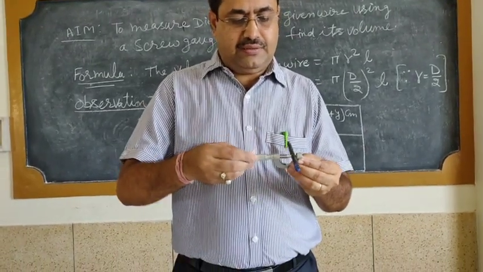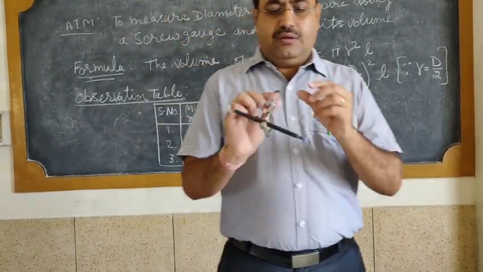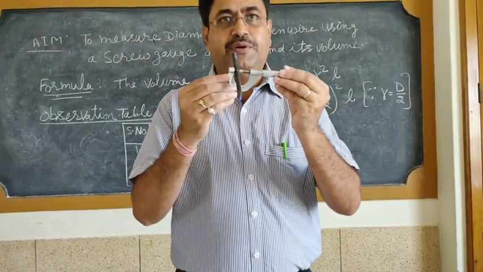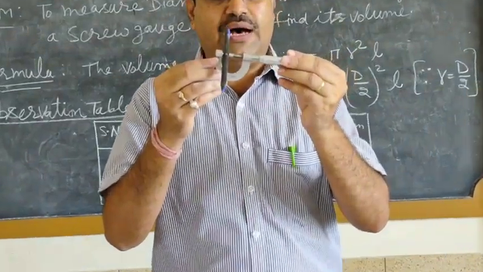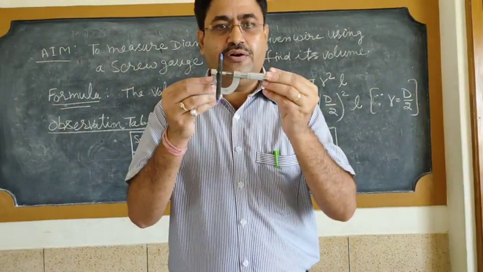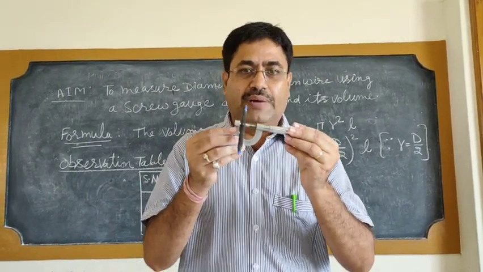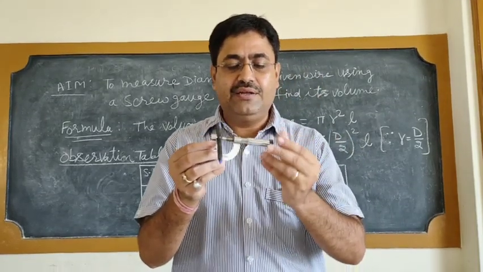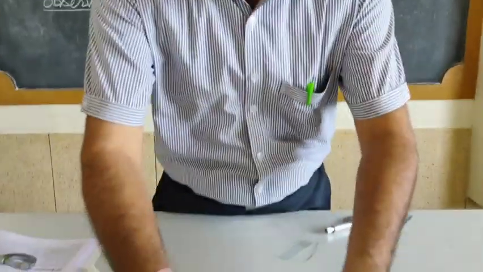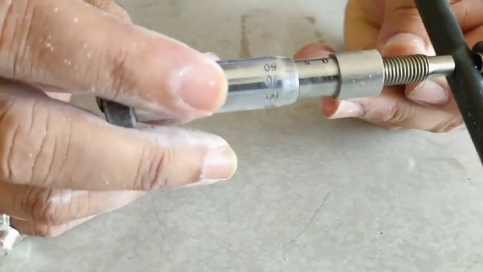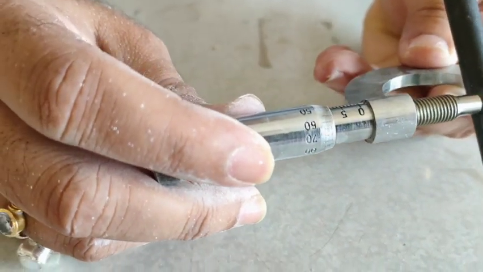In this way I hold this pen between two studs. Now I have to find the reading of the main scale and circular scale. My dear students, if you see clearly, what is the main scale reading? It is 0.8 centimeter.